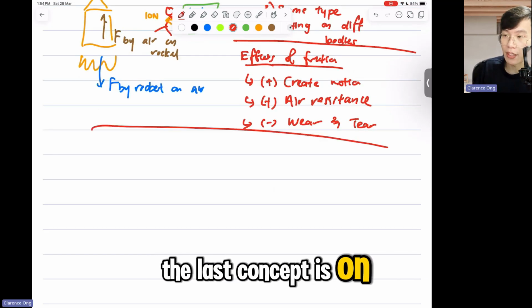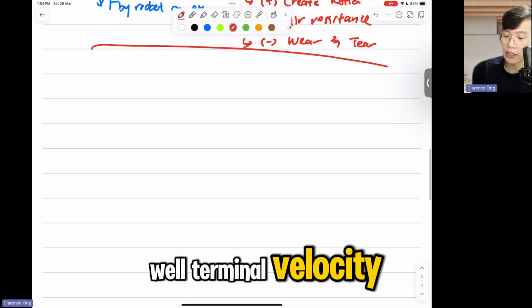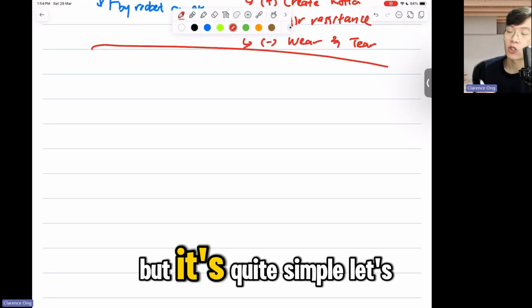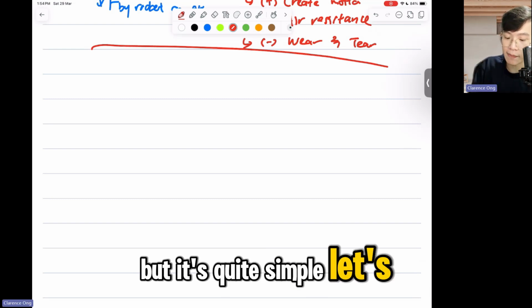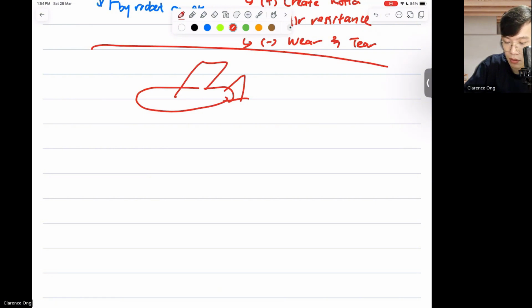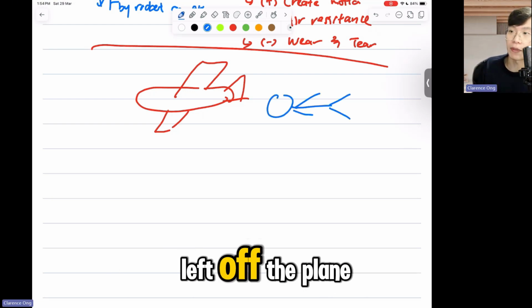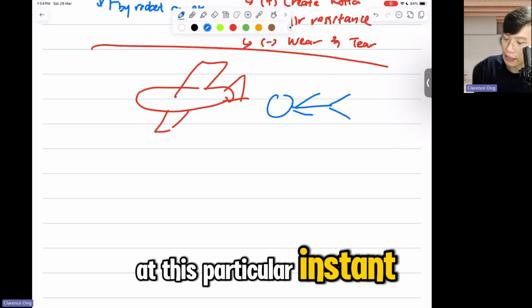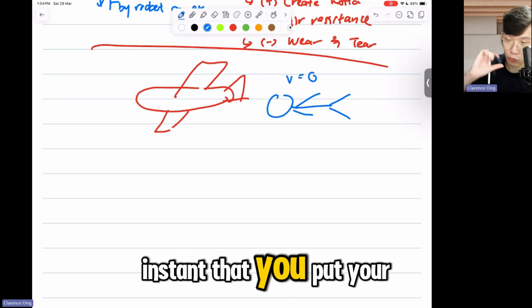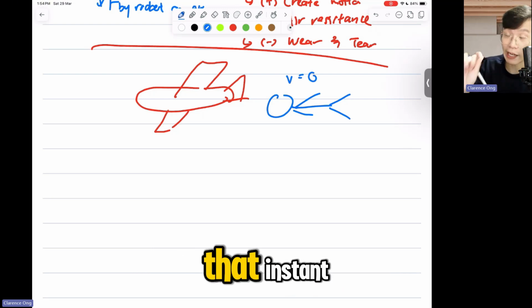The last concept is on terminal velocity. Well, terminal velocity, a lot of students are very confused by this concept, but it's quite simple. Let's imagine that you are jumping off a plane. You just leapt off the plane. At this particular instant, your velocity is 0. We are talking about that instant that you put your foot out the door. That instant.